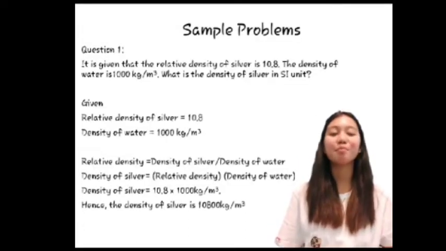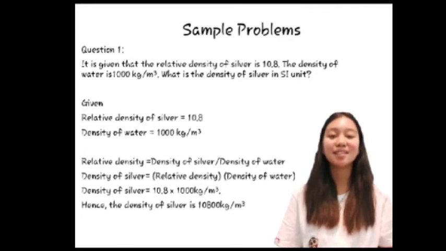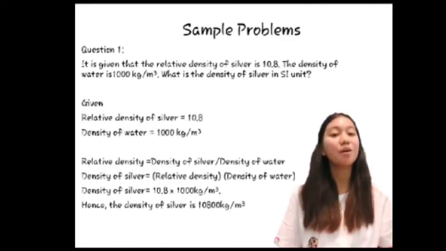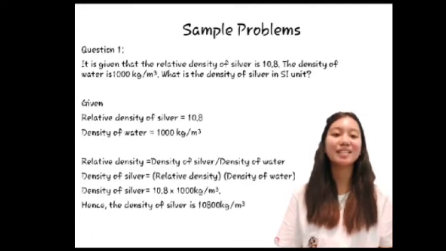We also have an example here, and ang isasolve naman natin is the P substance. It is given that the relative density of silver is 10.8. The density of water is 1,000 kg per cubic meter. What is the density of silver in SI unit? We all know that the formula of relative density is density of the substance or silver over the density of water. Now, we are going to rearrange the formula into density of silver is equal to relative density times density of water. Hence, the density of silver is 10,800 kg per cubic meter.